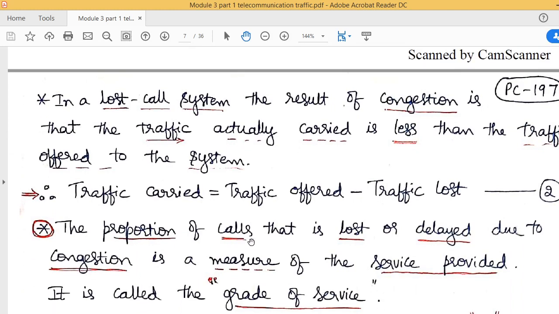So the proportion of calls that is lost or delayed due to congestion is a measure of the service provided. If the service provided is good, then the number of calls that are lost or delayed will be less in number, right? So this gives rise to a term called grade of service. This is very important. Grade of service is a term that defines how efficient the traffic is handled by the system.